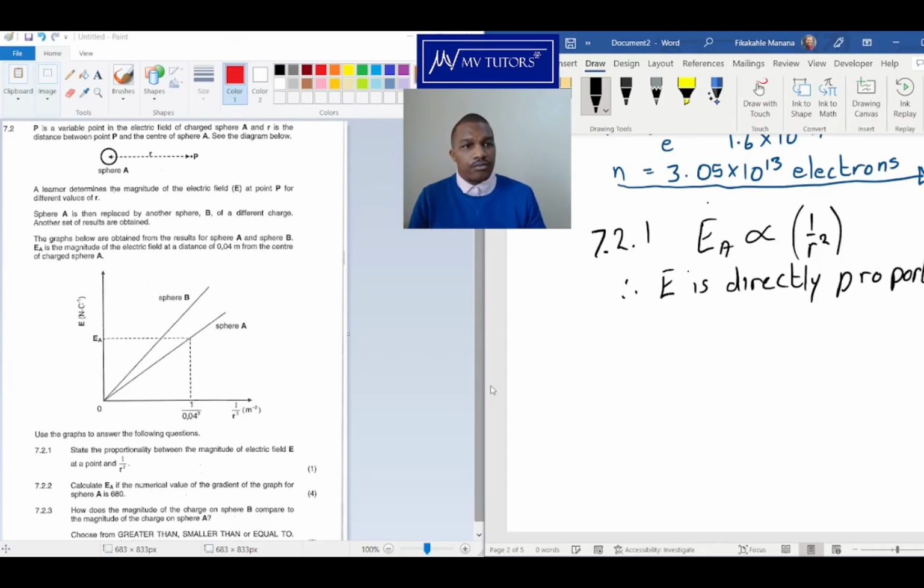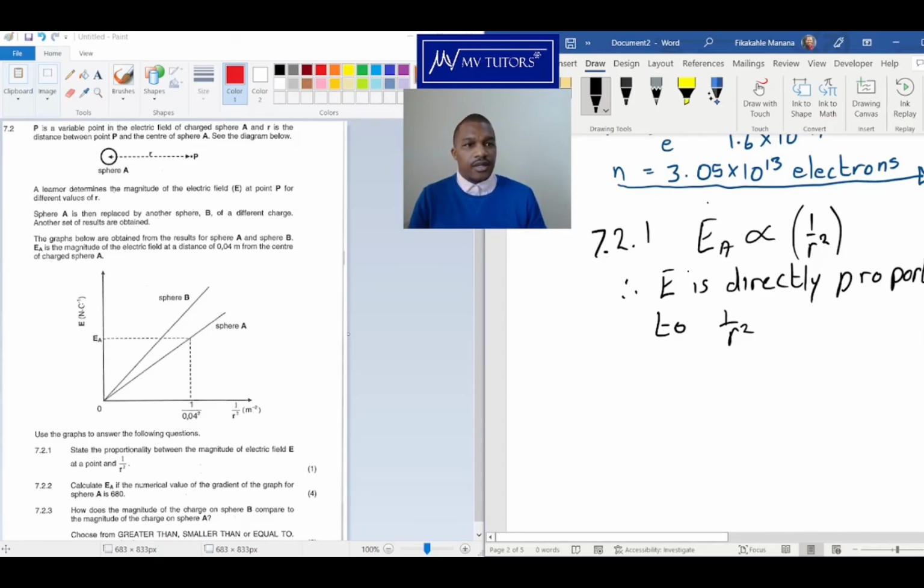Proportional to 1 over R. They didn't ask for R alone, they said 1 over R squared. Okay, there we go. And then calculate EA if the numerical value of the gradient of the graph for sphere A is 680.